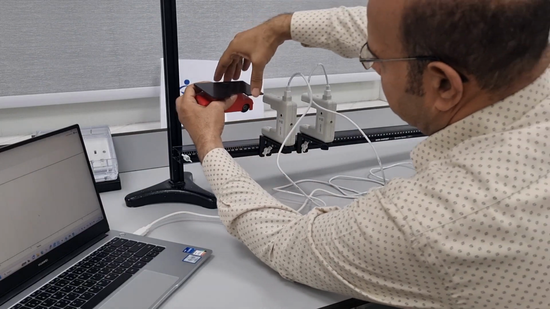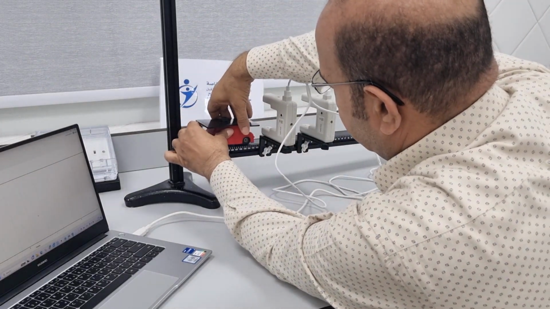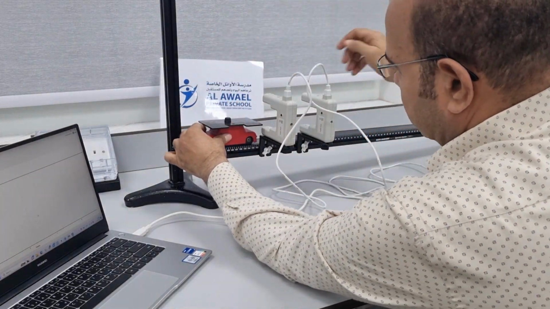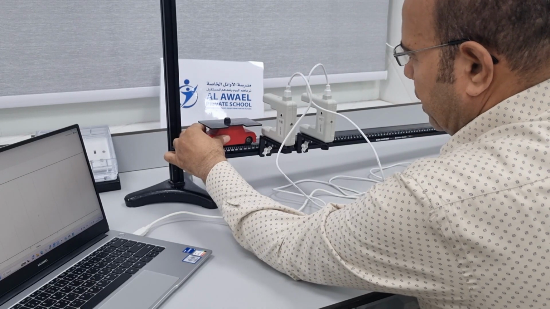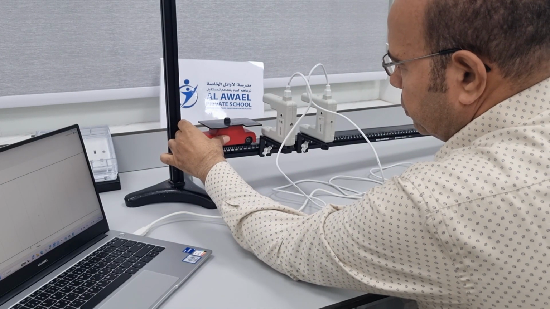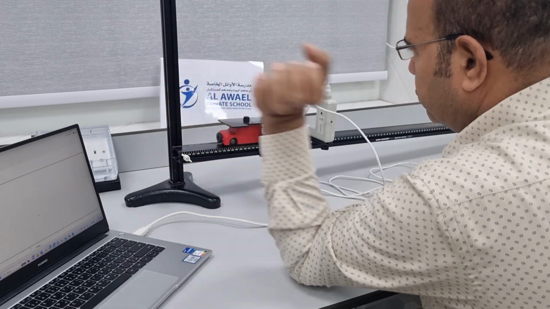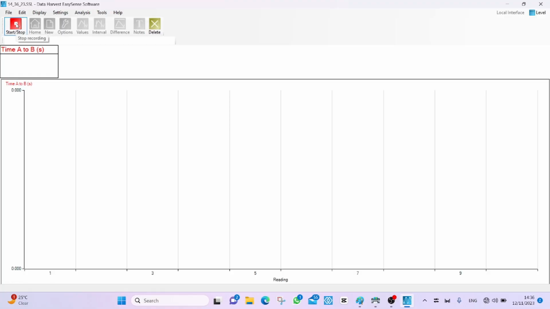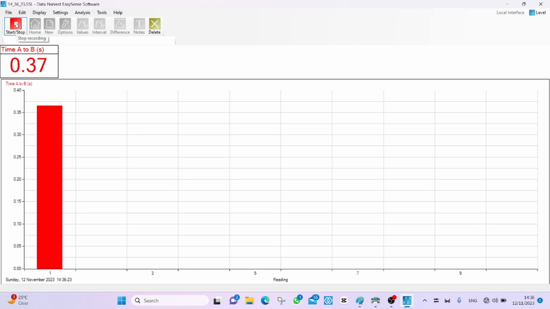The first trial, exactly, I put the car, the trolley, at 102. And then I release it. Do not push, just release it to move freely. So the first time is 0.37 when the distance is 10 centimeters.